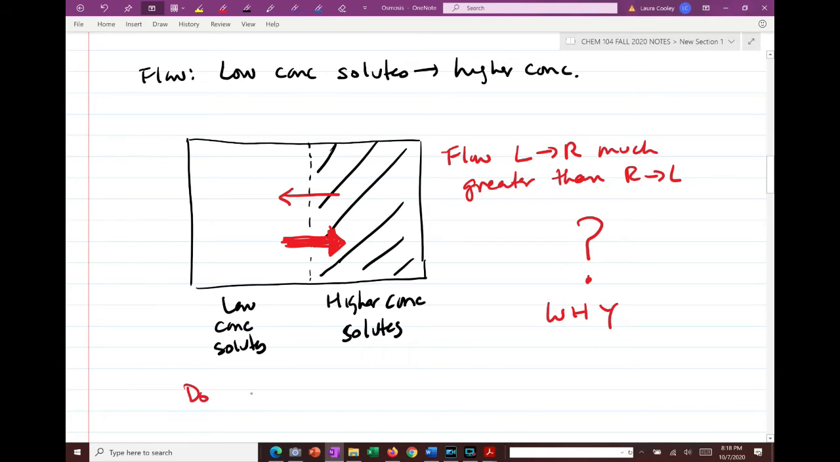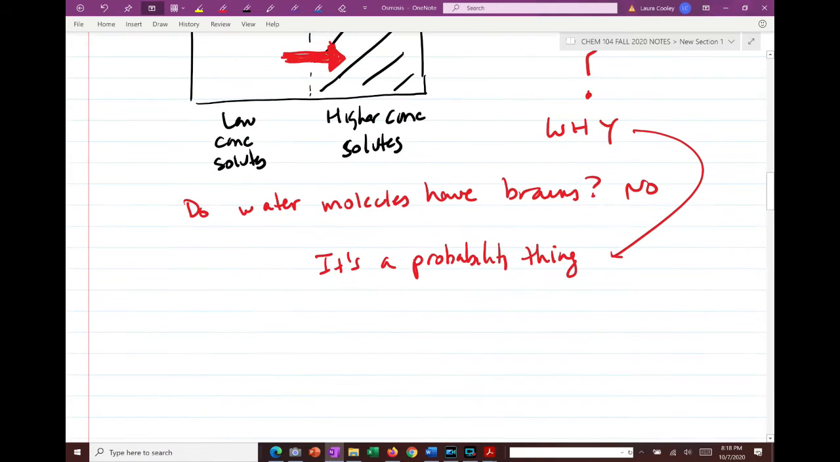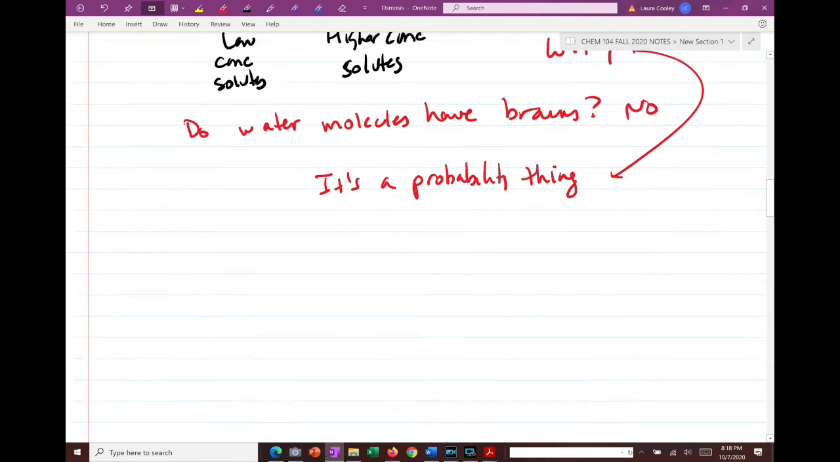And you have to ask yourself the question, why? Do water molecules have brains? Clearly they don't. So they don't know which way to move. Something has to make them move that way. So why does this happen? And I would say it's a probability thing. The more the water molecules hit the membrane, the more they'll go through the membrane.